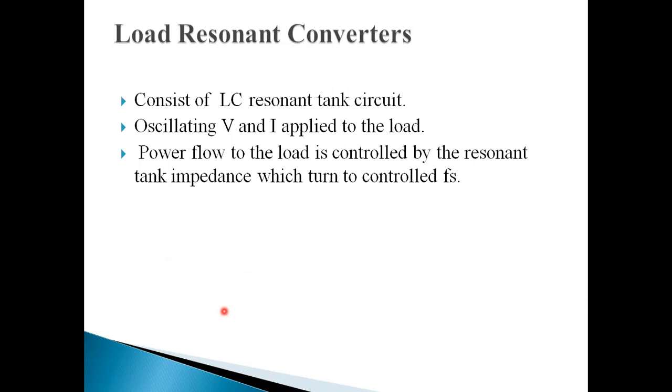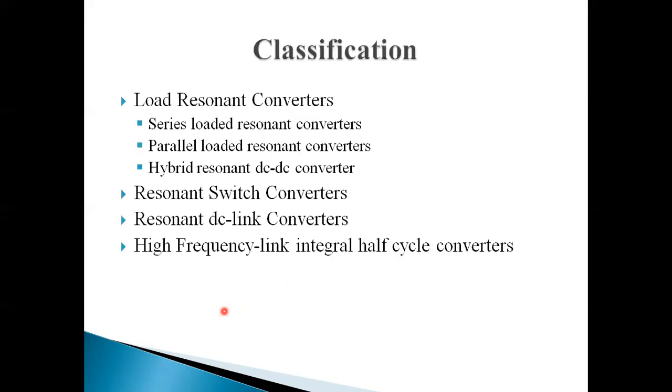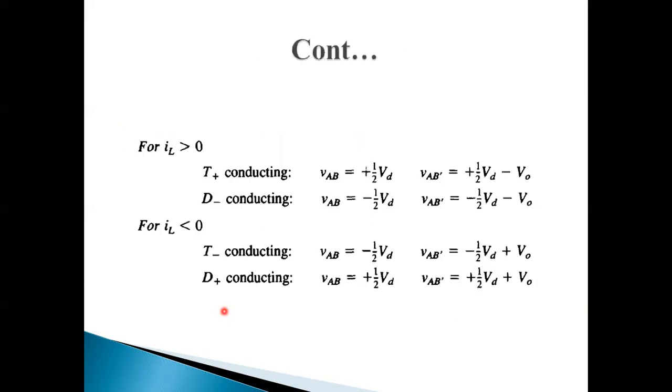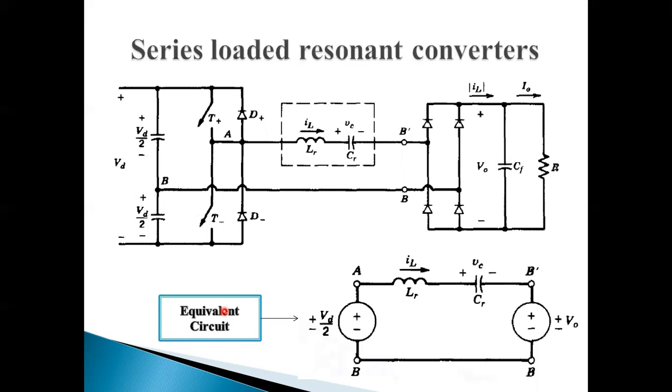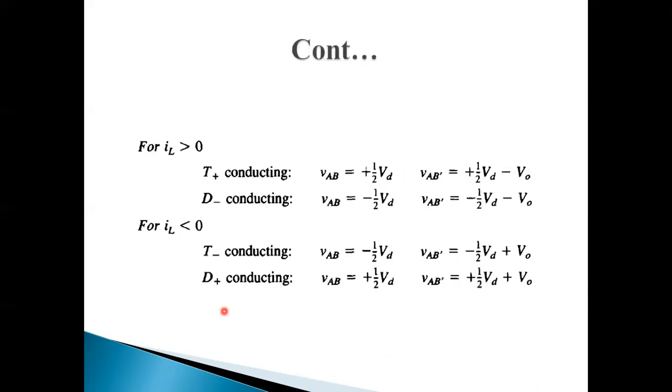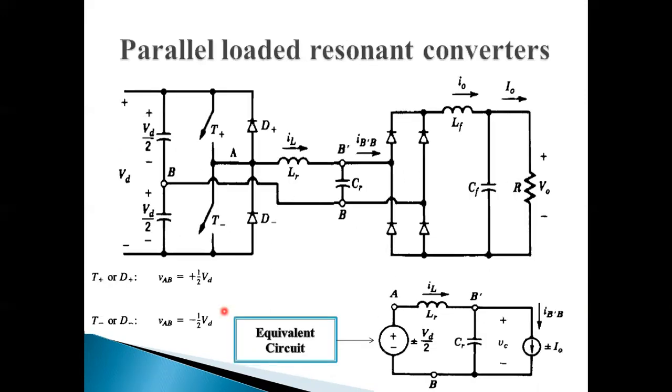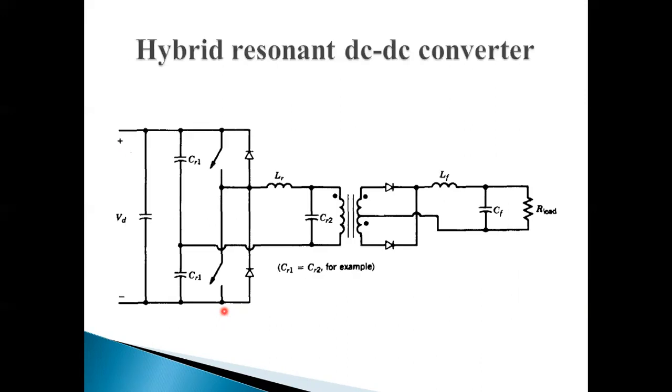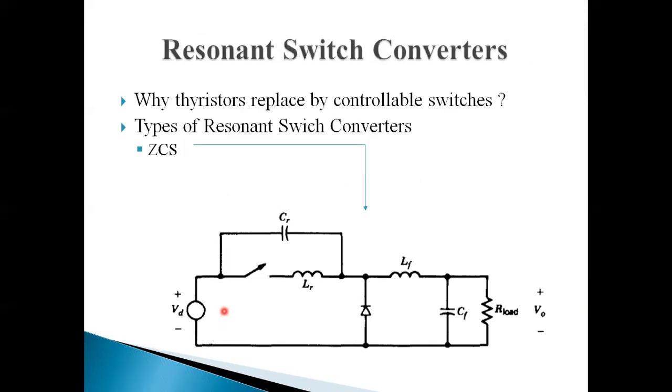In that, we already saw load resonant converters: the series loaded resonant converter and the parallel loaded resonant converter. After that we also saw the hybrid resonant DC to DC converter. And finally, the last topic of this chapter is the resonant switch converter.